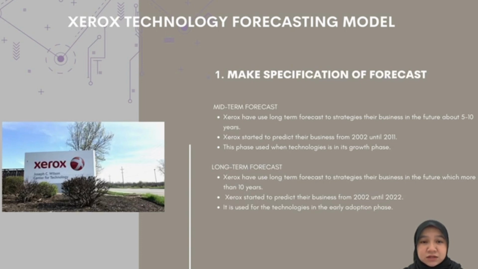Today I want to present about how Xerox can evaluate various possible futures by using the technology forecast model. There are 6 steps for Xerox to use for making predictions in technology forecasting. The first step is making the specification of the forecast. We have 2 forecasts that Xerox needs, which are the midterm forecast and the long-term forecast.